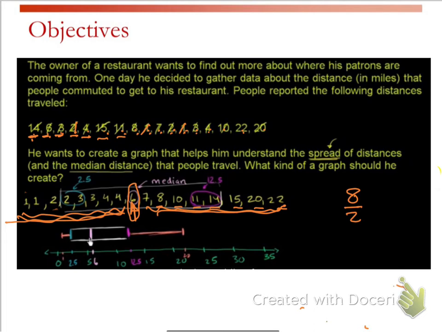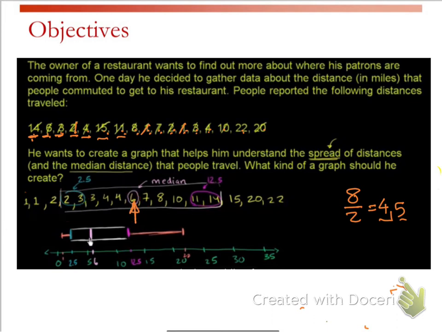I know that 2 terms will be the median. So 8 divided by 2 equals 4, and the next one will be 5. So the fourth and the fifth. Let us count the fourth and fifth: 1, 2, 3, 4, and 5. So these are the medians for the left side.